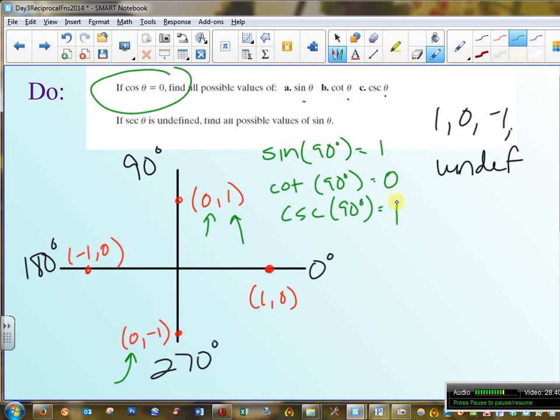Now, the only thing that's a least bit tricky over here is that we do have things that come up undefined. That's because when you put the 0 on the bottom of the fraction, the answer is undefined. So if you're starting with an undefined number, it means that 0 was on the bottom of your fraction. And so that means the 1 or the minus 1 would have been on the top of the fraction.